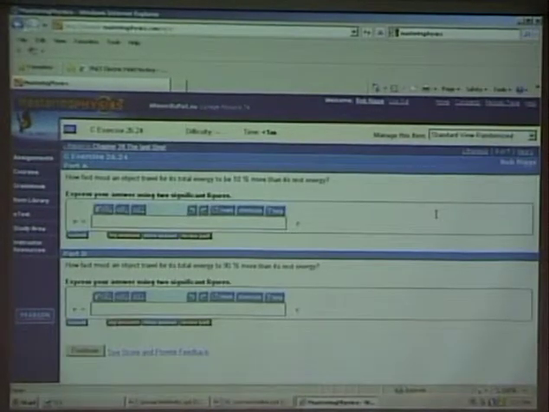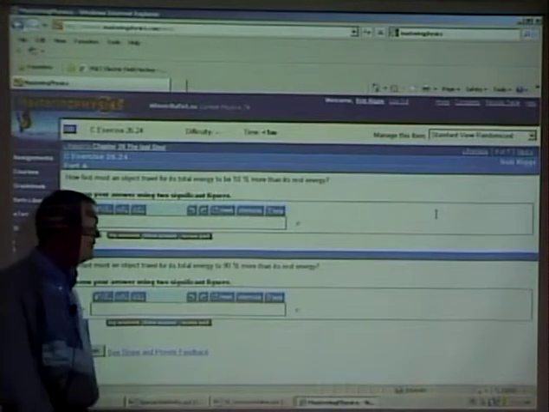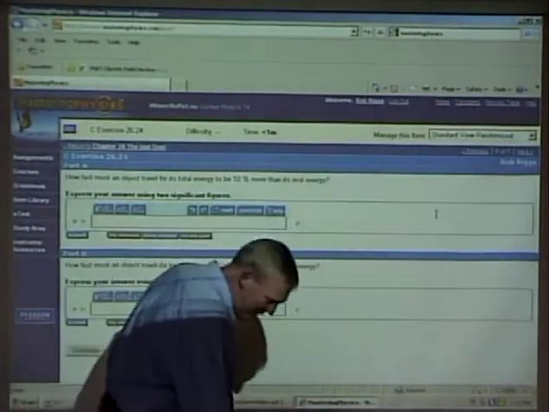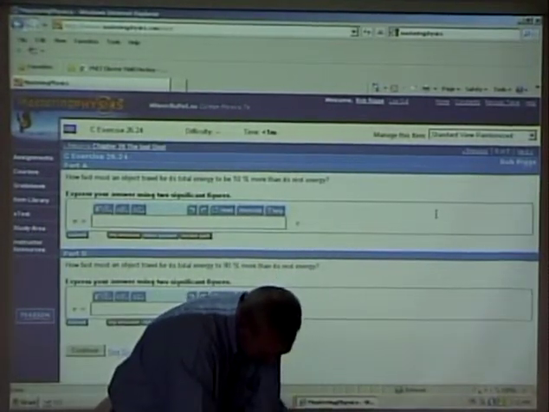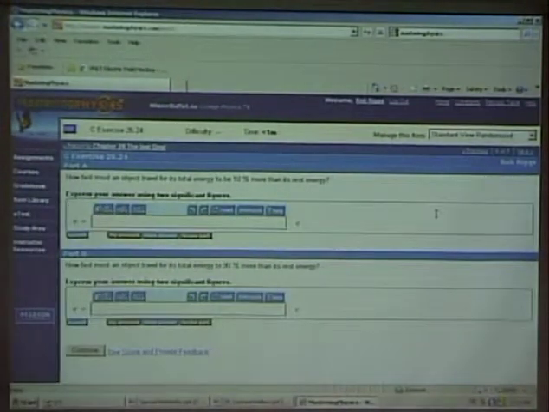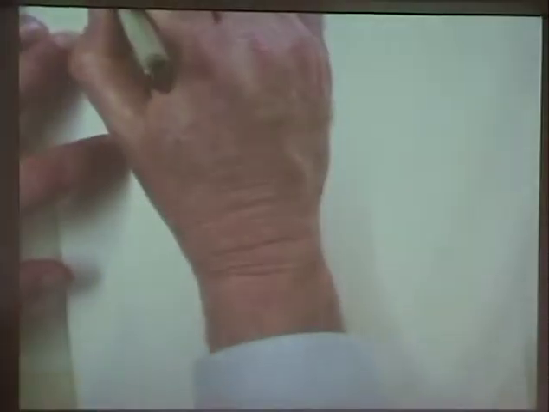Okay, here we go. Now it's going to be a little bit different problem. It says, how fast must an object travel for its total energy to be 10% more than its rest energy? Okay. All right, so what we want is how fast should an object be traveling? And what we've got is this. So we want 10%, and then again when it's at 90%. All right, so we can deal with this now. So how fast should it be traveling when it's going at 10% of its rest energy.